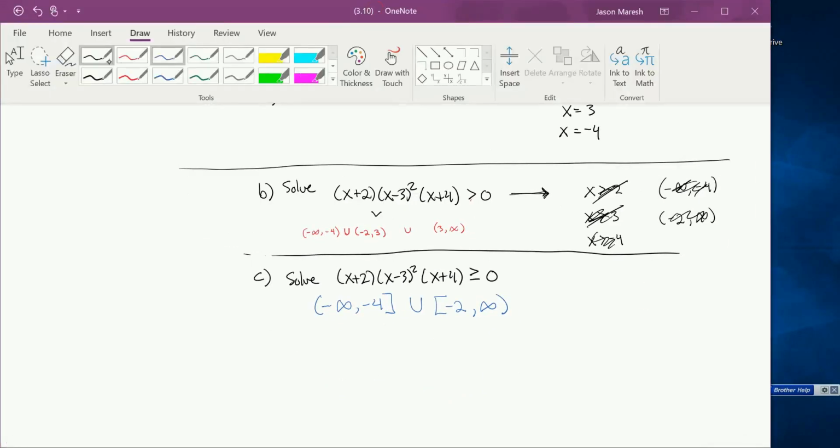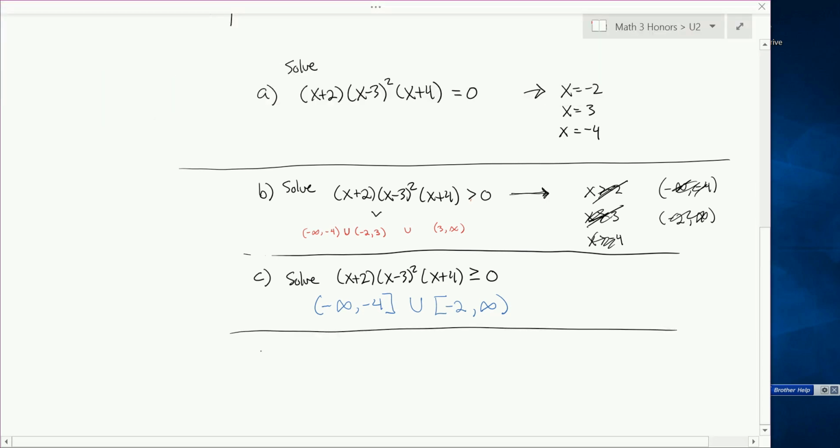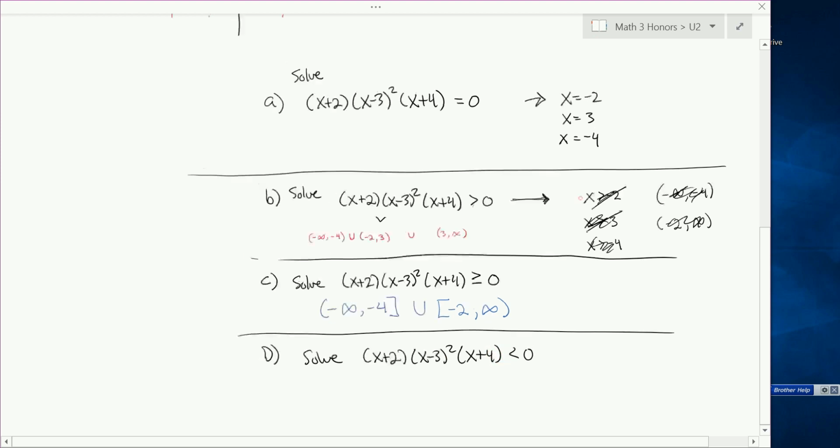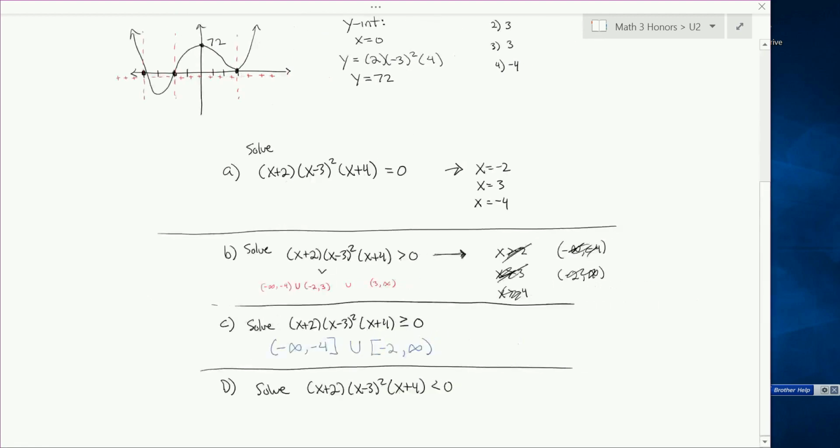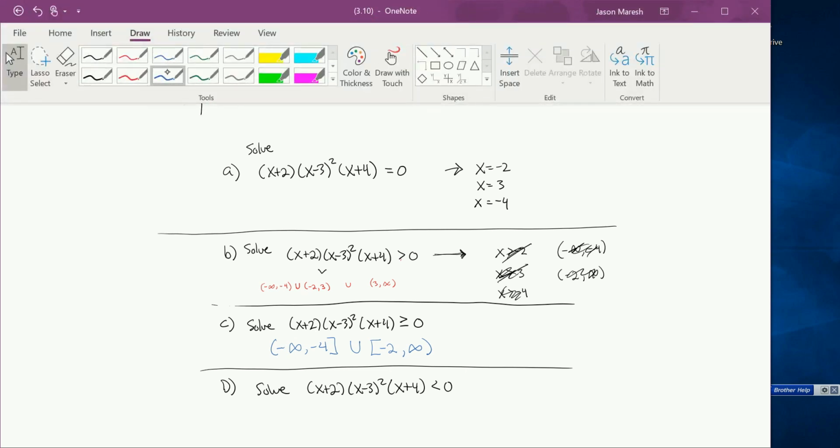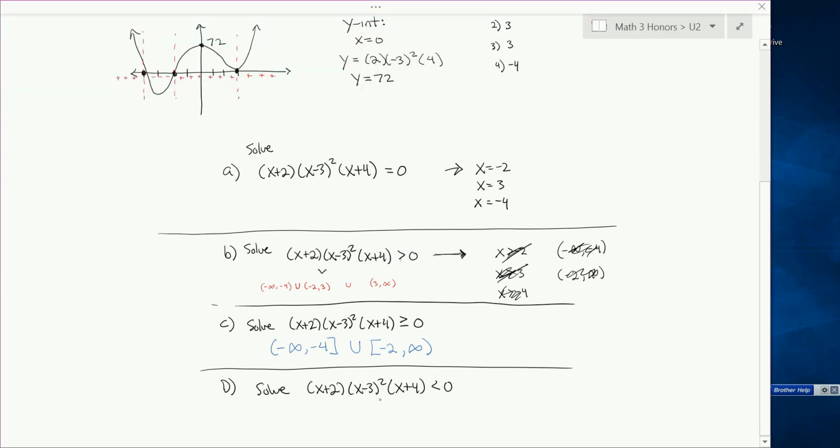The same thing, but make it less than 0. So write the solution to that. This one's maybe a little easier to do, right? Anybody have a, yeah? Okay. You guys good with that?